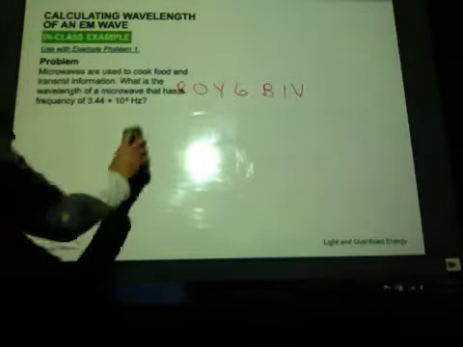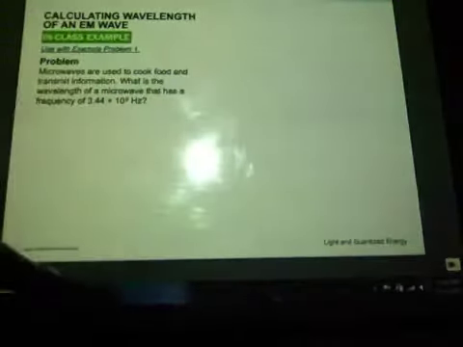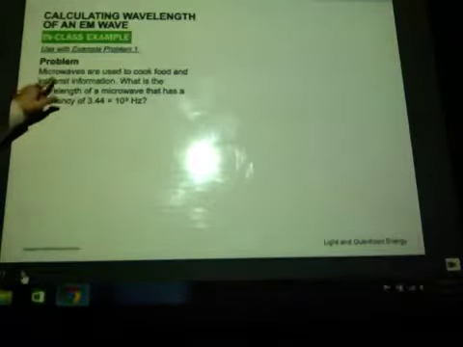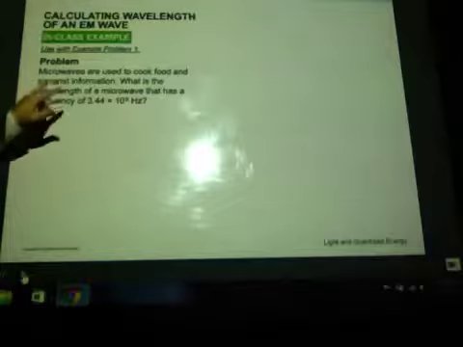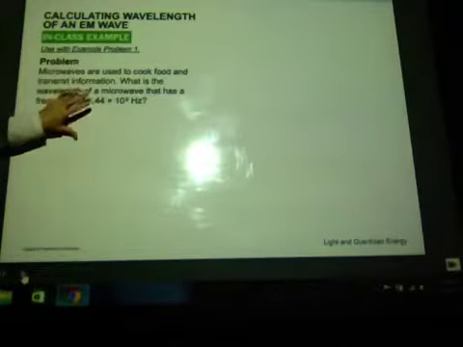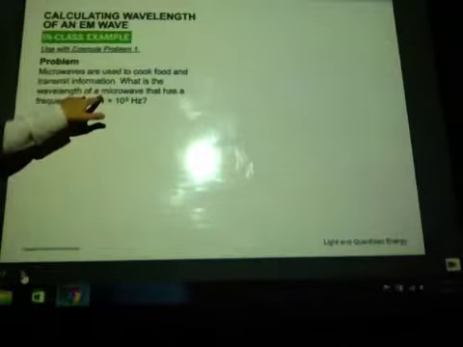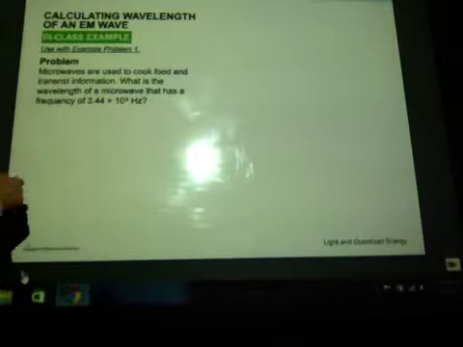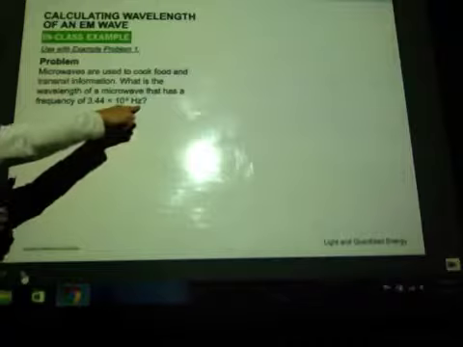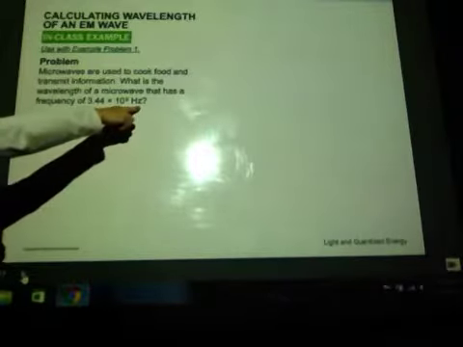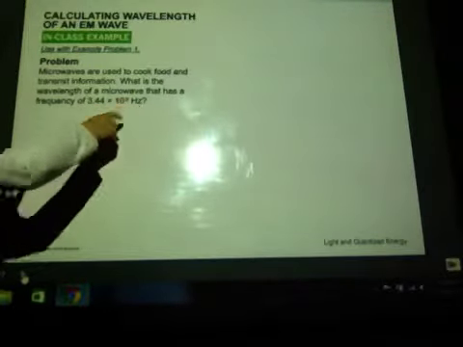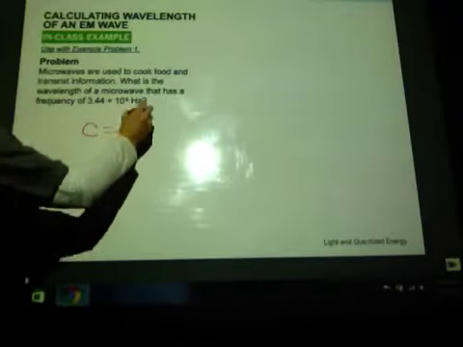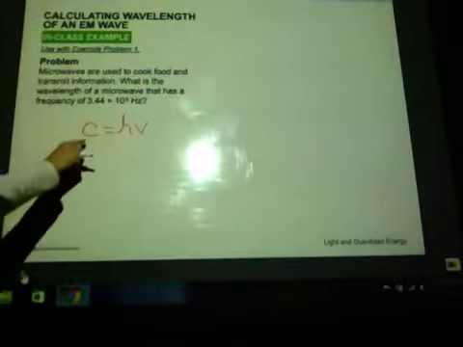So, real example. I'm going to use my microwave. And I'm going to use it to cook food. Microwaves can also transmit information, but we're going to think about cooking food. What is the wavelength of a microwave that has 3.44 times 10 to the 9th hertz? Hz is what that stands for. So that's how I label frequency. So I have C equals wavelength times frequency.